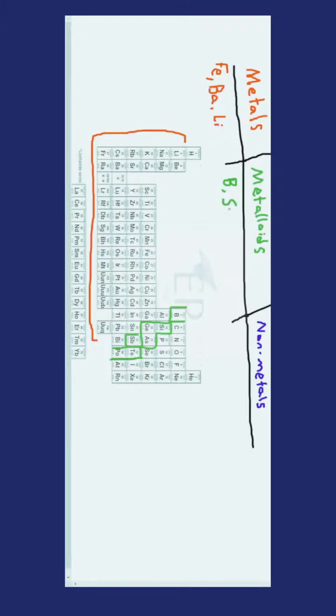silicon, and arsenic. Then finally, the nonmetals include everything on the right of the periodic table.